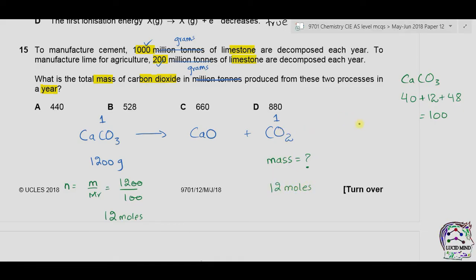The molecular mass of CO2, we have 1 carbon atom, 2 oxygen atoms. So Mr is equal to 44. Now we can use the formula mass is equal to moles into Mr. So it is 12 into 44. It comes equal to 528 grams. So in the options we can see that answer is B.